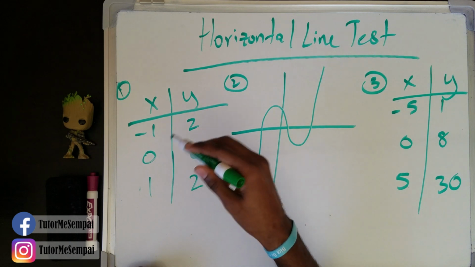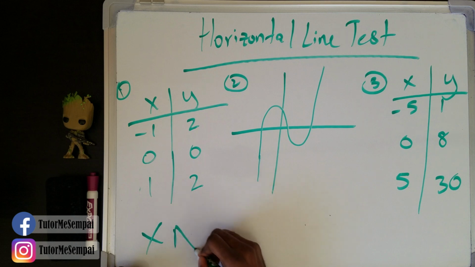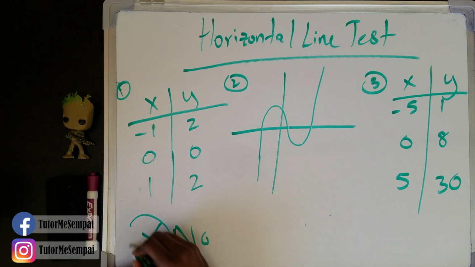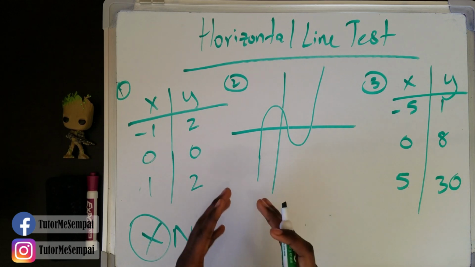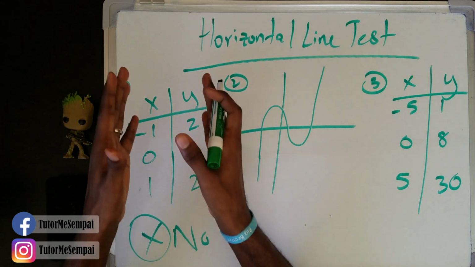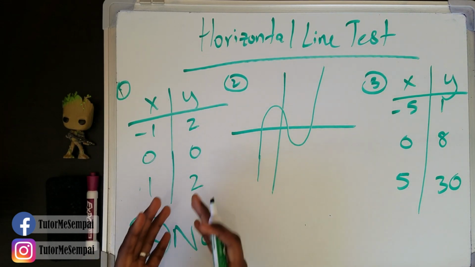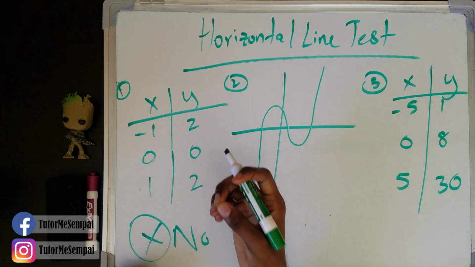No, this is not going to pass because this is not 1 to 1. So this is going to be a no. No, this does not have an inverse function. It might have an inverse relation, but it doesn't have an inverse function because the original function does not pass the horizontal line test. This is not going to be a 1 to 1 relationship.